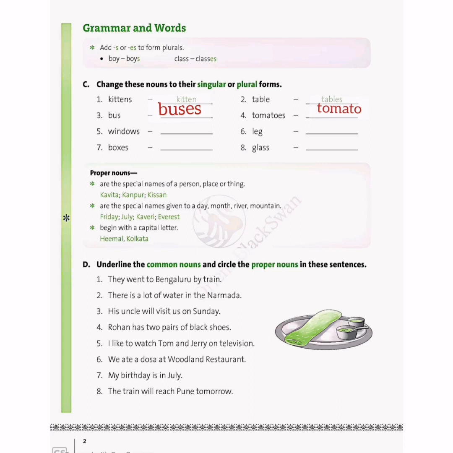Next we have windows. Windows ends with s, this is plural form, so we will change it into the singular and it will become window. Next we have leg. Leg means there is only one leg. To make a plural of leg, we will add s and it will become legs, because it is not ending with s, double s, sh, ch, x or z.